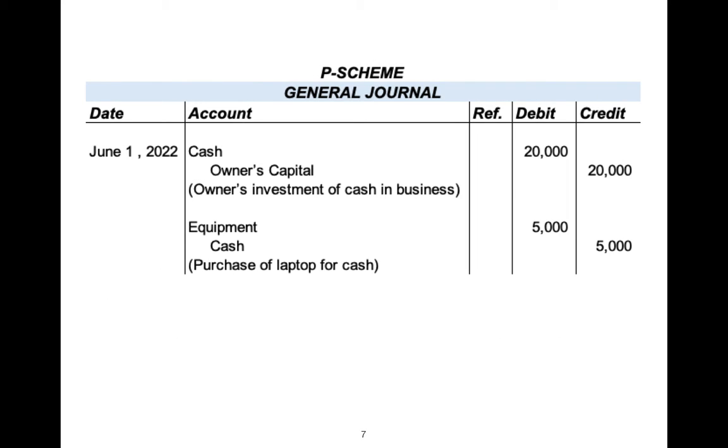This is what the journal looks like using the two examples that we had before. Here we enter the date of the transaction. Here we enter the debit account title. Here we enter the debit account amount. Here we enter the credit account title. Here we enter the credit account amount. And here we write a brief explanation of the transactions. And of course, the same applies for the second example.